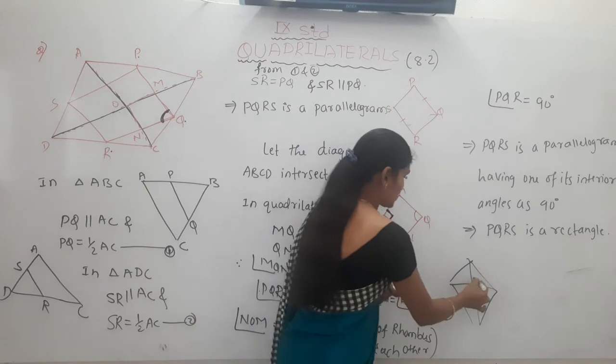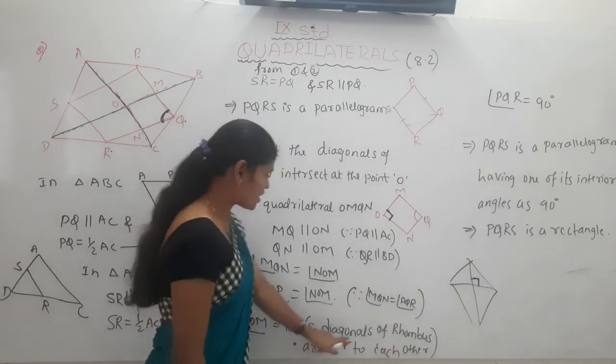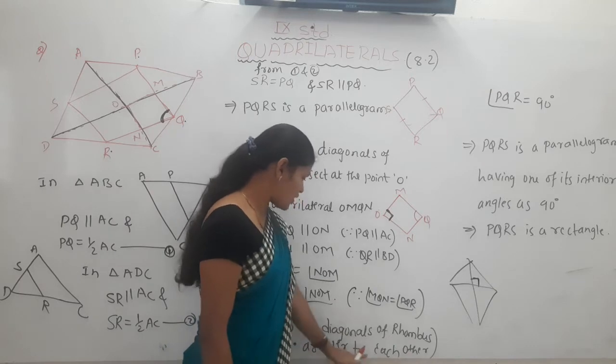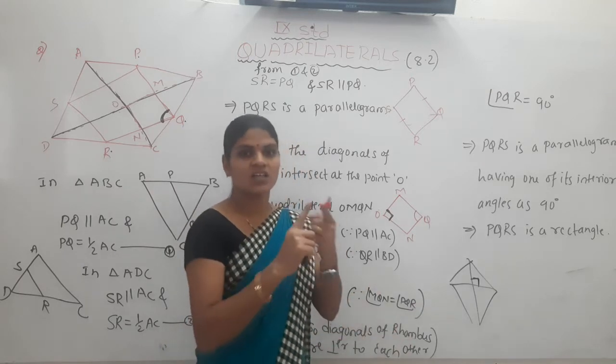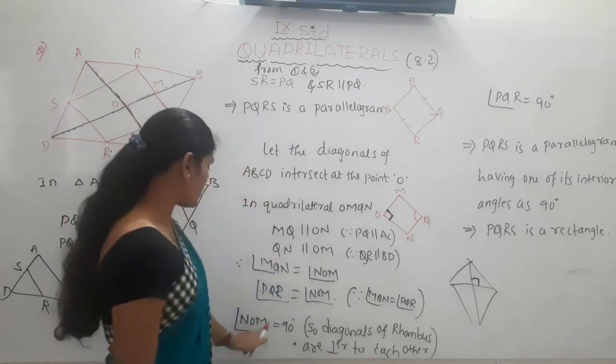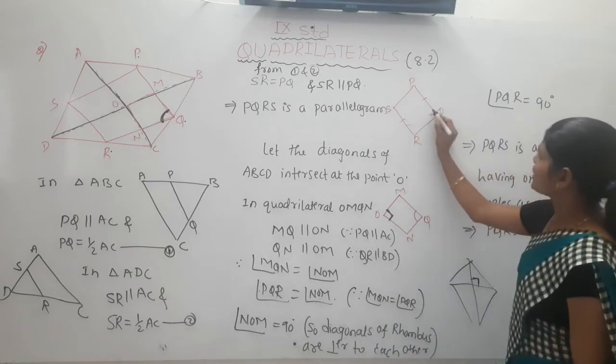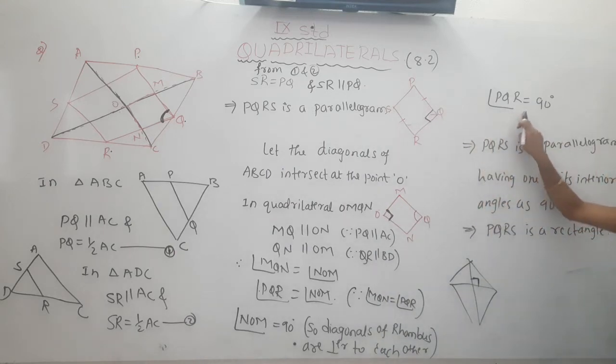So we can get this angle as how much? 90 degrees. Yes, so diagonals of a rhombus are perpendicular to each other. So you can take the angle NOM as 90 degrees. Automatically your angle PQR is 90 degrees here.